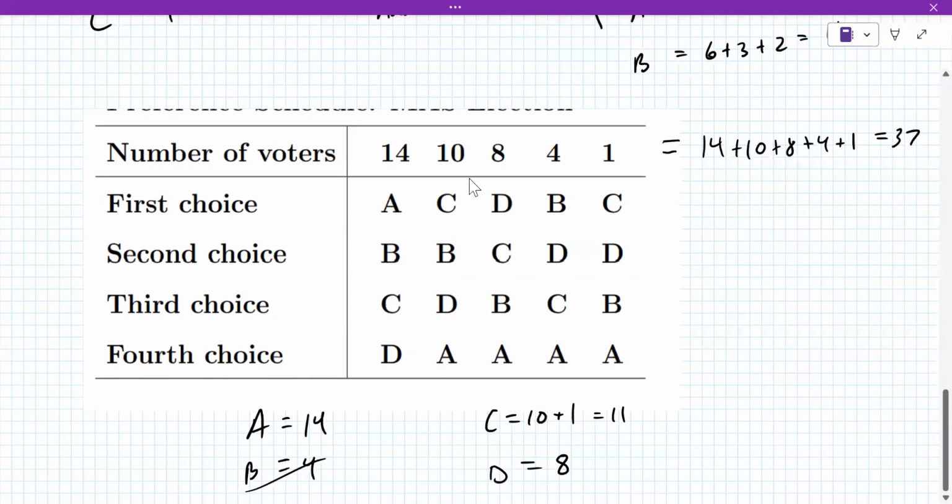Okay, so this B person is eliminated right here. And then this D gets pushed up to right there. And then the C gets pushed up there and so on.